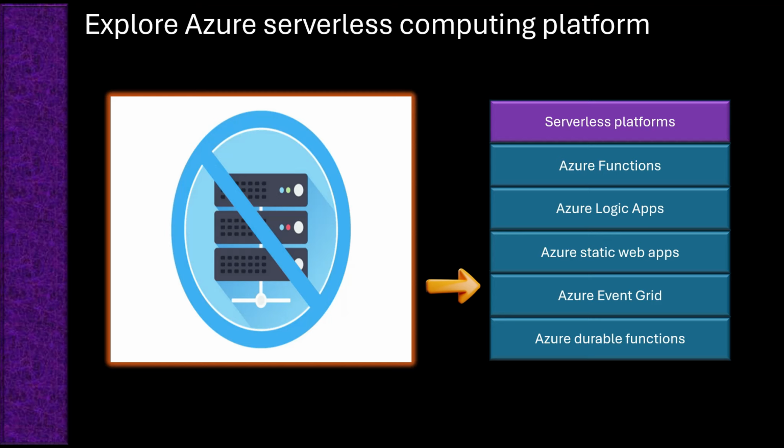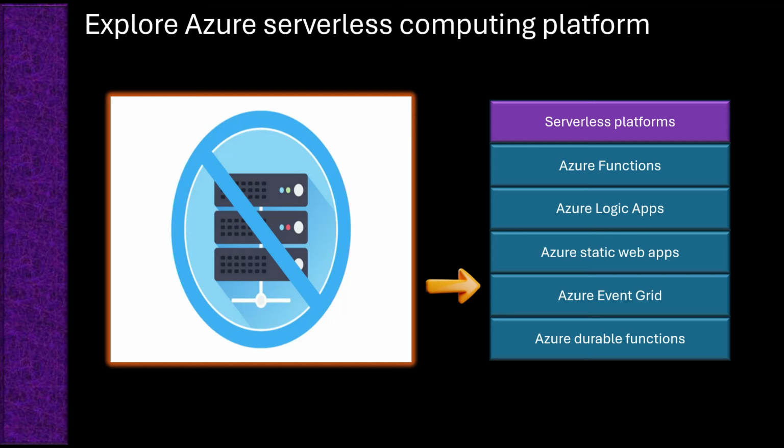Other one is Azure Event Grid. Azure Event Grid is a fully managed event routing service that allows you to build event-based architectures. It simplifies the creation of event-driven applications by managing event routing and delivery. You can route events from various sources to different handlers.